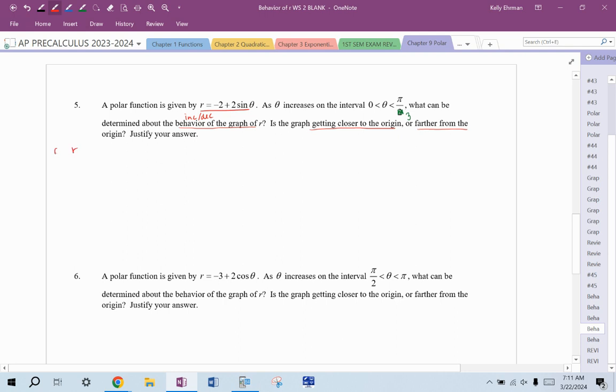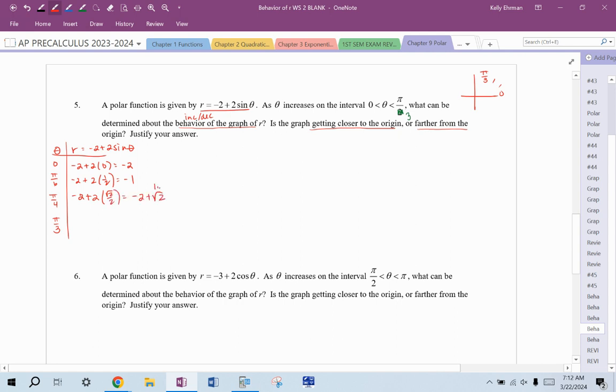So make a table for theta and r. Plug in all the values between 0 and pi over 3. There aren't that many. So we're going to plug in 0, pi over 6, pi over 4, pi over 3. So when we plug in 0, we get negative 2 plus 2 times 0, so negative 2. When we plug in pi over 6, we get negative 2 plus 1. Pi over 4 is negative 2 plus radical 2.